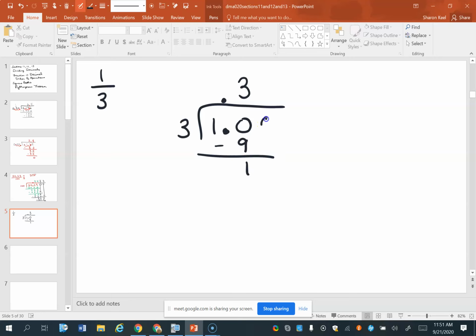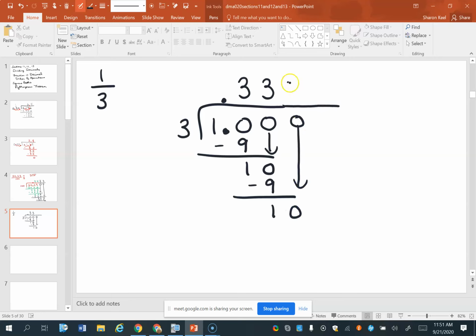Okay, I have nothing to bring down, so I'm going to add a 0. 3 into 10 goes 3 times. 3 times 3 is 9. Subtract, we have 1 left over. Again, I'm going to extend, add another 0, bring it down. 3 goes into 10 3 times. 3 times 3, I've got 1 left over.